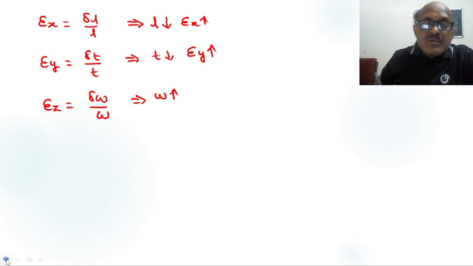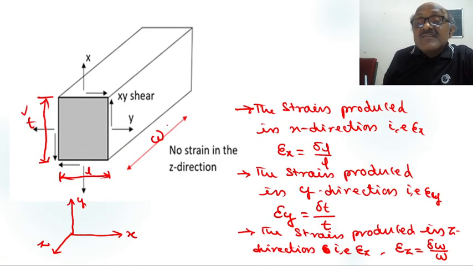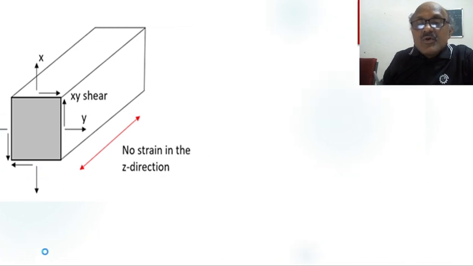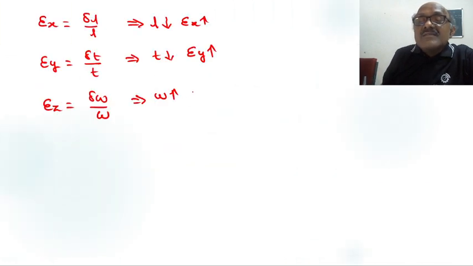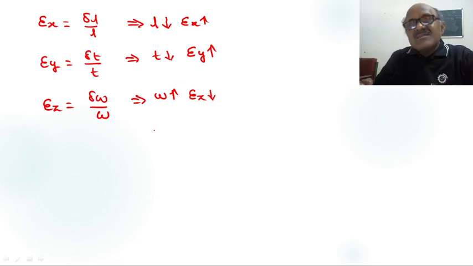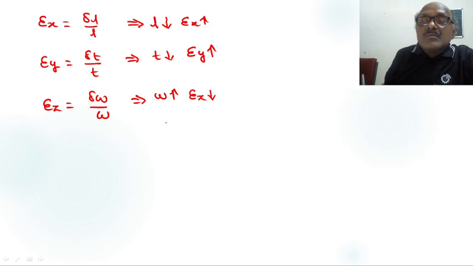All of you verify this one. Here the width is large compared to this dimension and this dimension, my dear students. So since the width is large, strain in z direction is very small. Very small in this sense, it is near to 0, that is, it tends to be 0. Epsilon z tends to be 0, my dear students. So in our case, strain in z direction is assumed to be 0.